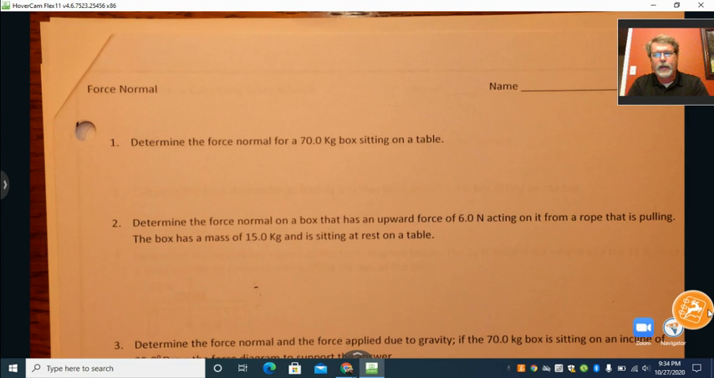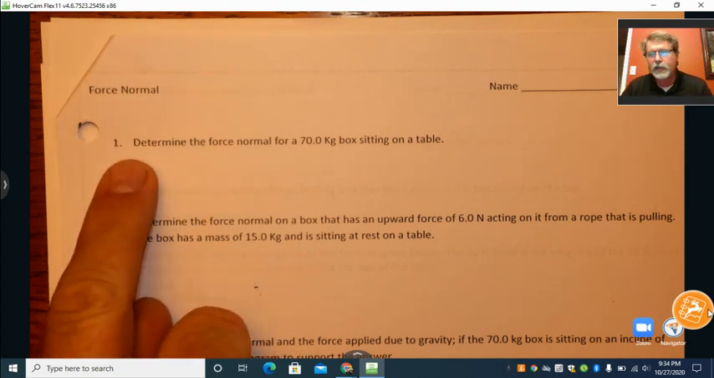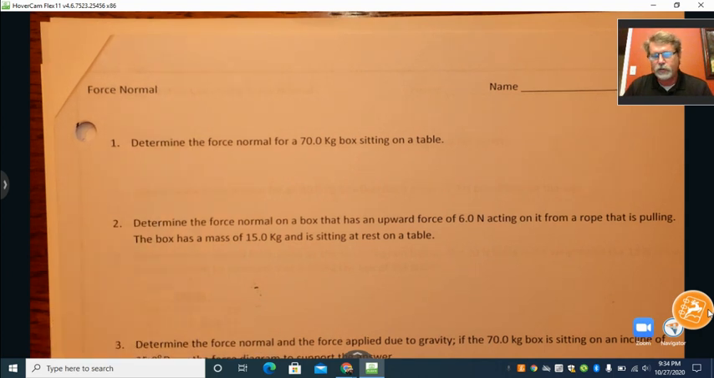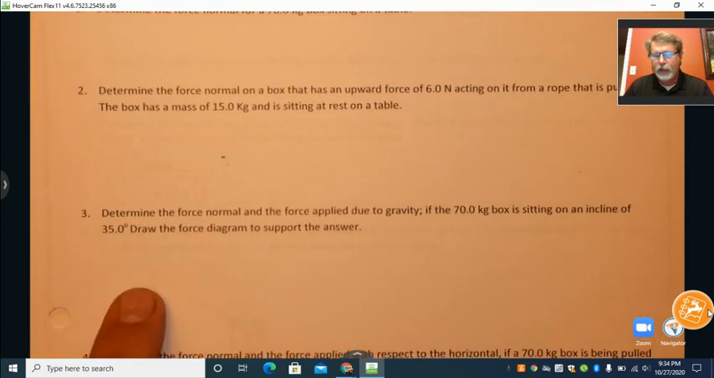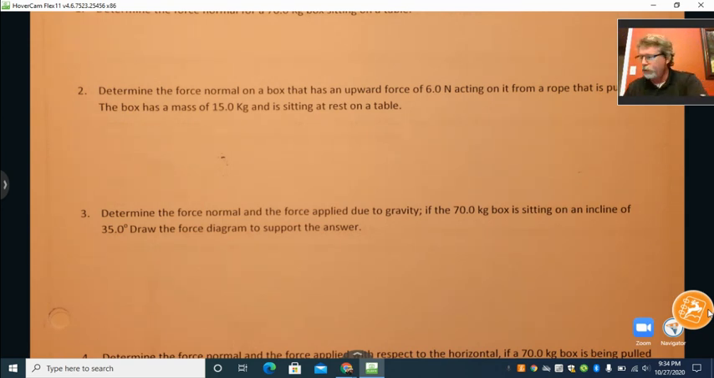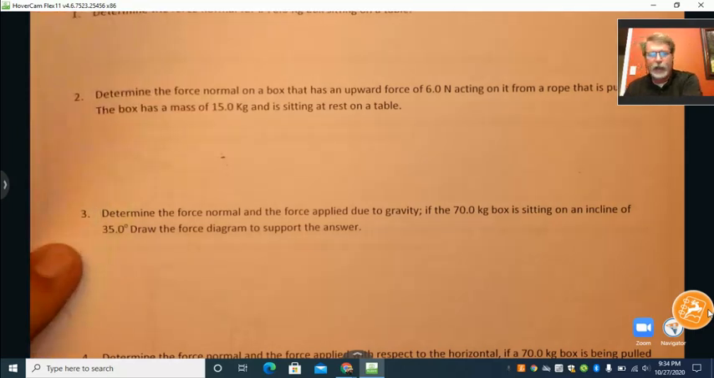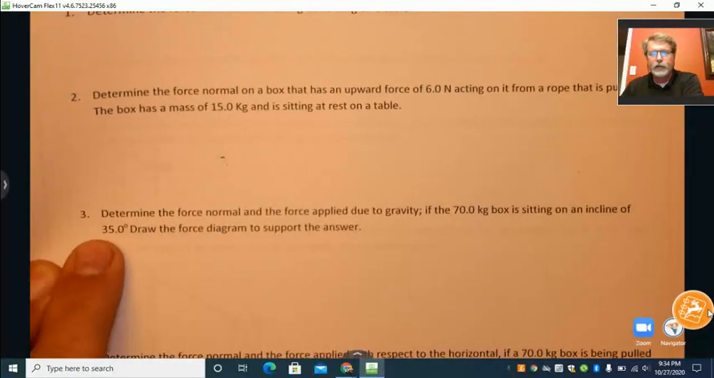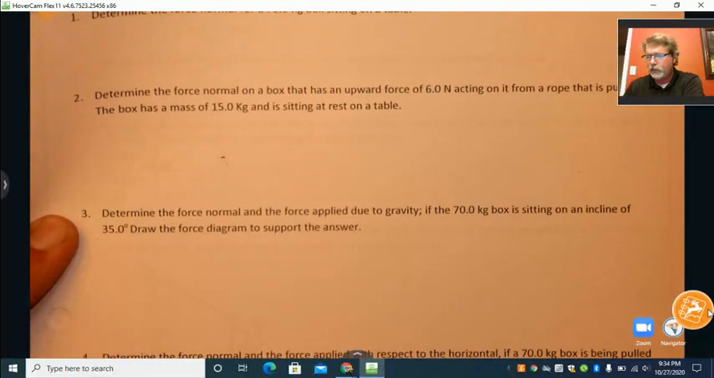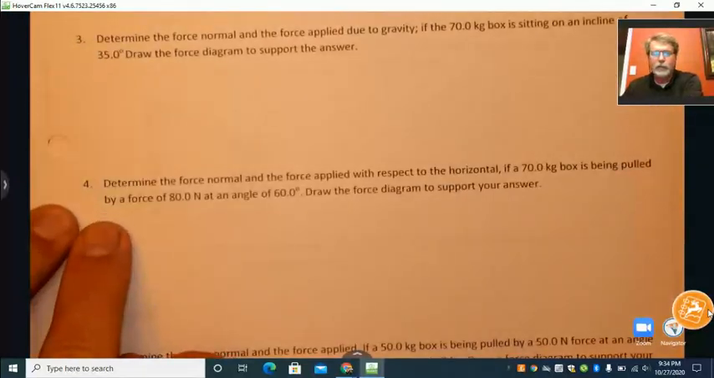We're going to now continue looking at force normal examples. We've already posted videos on number 1, 2, 3, and now we want to look at number 4 here, what we're doing if it's being pulled at an angle on an incline. Be sure you go back and look at number 3, as it's important to understand how number 3 works so that we can get number 4.